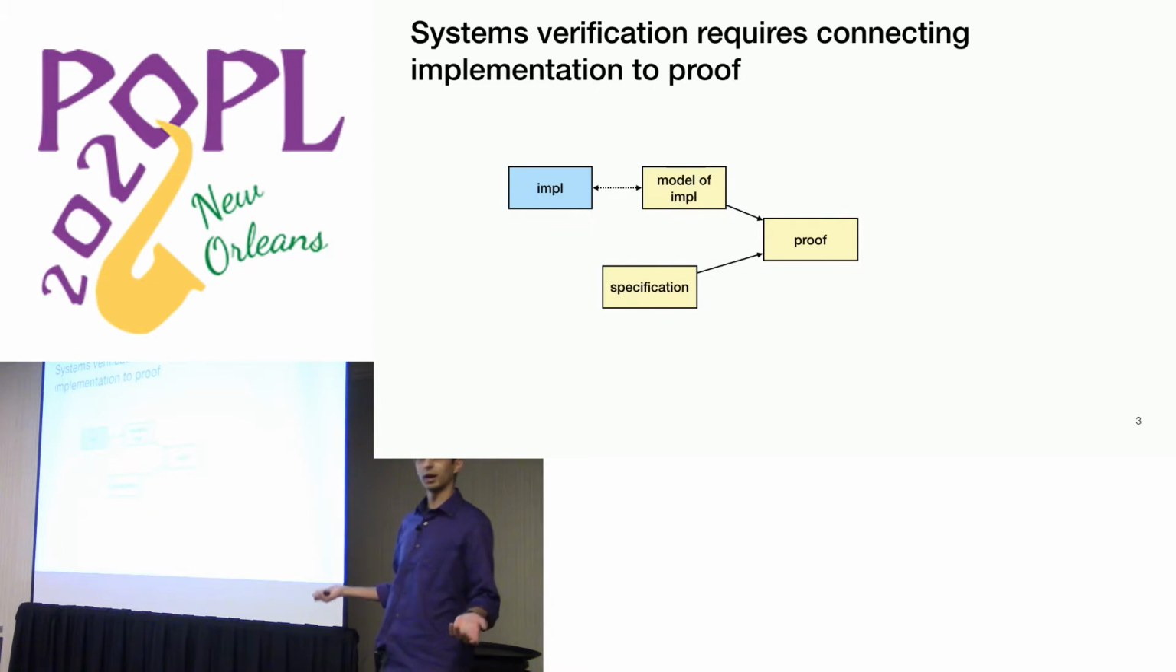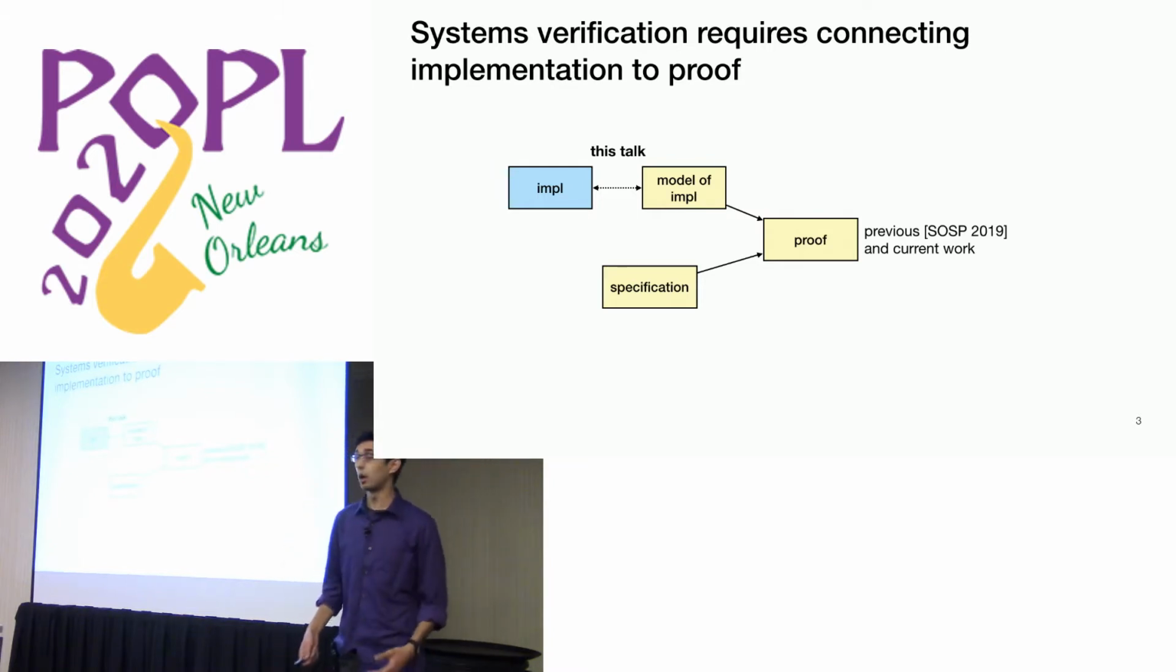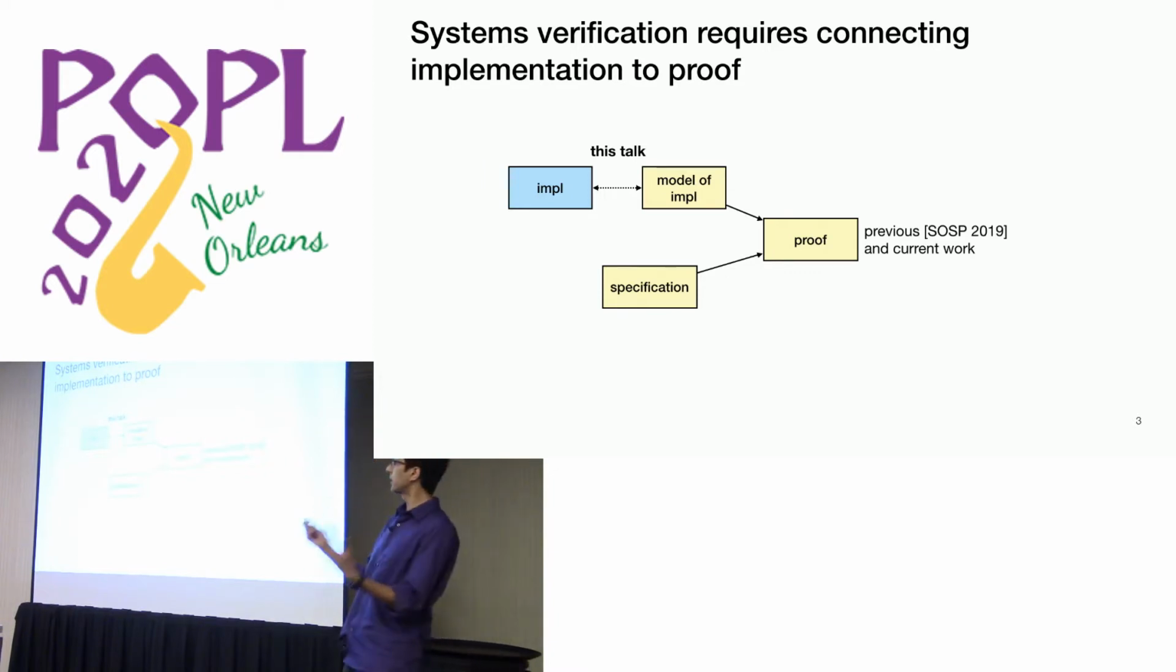Now, of course, we can't do that directly. We have to somehow take the implementation and connect it to a model inside calc in order to actually carry out this verification. And this connection between the implementation and the model is the focus of this talk. In our previous work at SOSP, as well as our current work, we focus mostly on the proof aspects. But here I'm just going to talk about how we connect an implementation to a model.